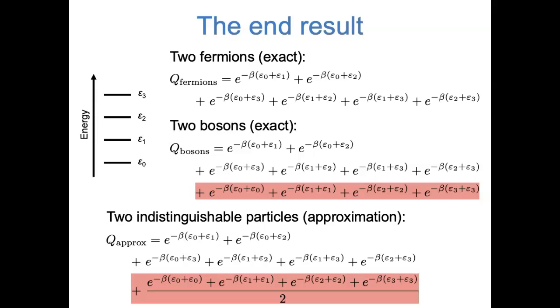And when our system only has two particles and four energies, the approximation isn't great. But for the real systems that we're going to look at that have huge numbers of empty states, the approximation gets better and better.